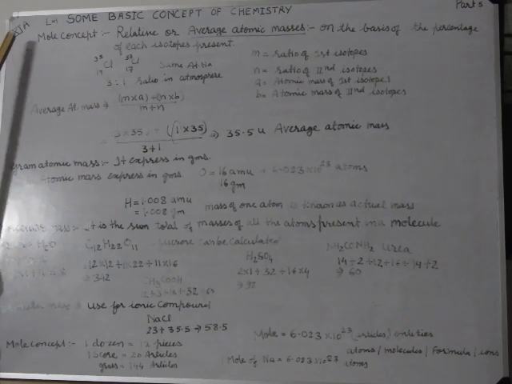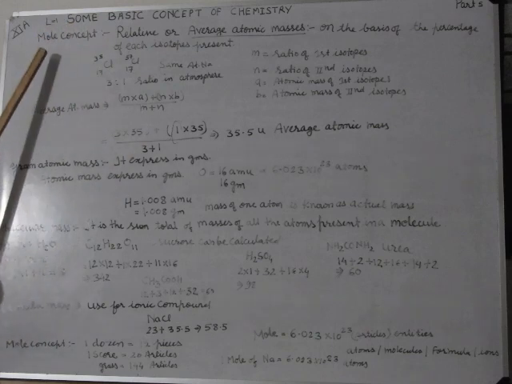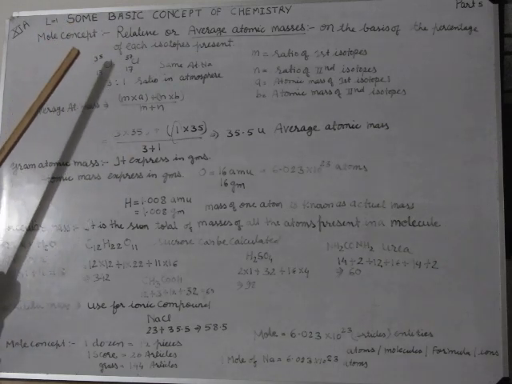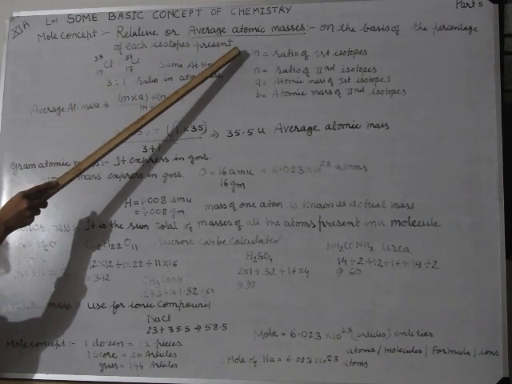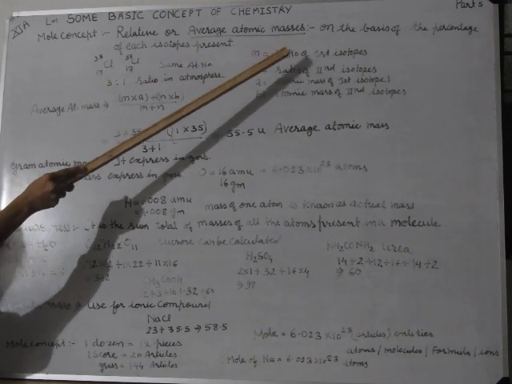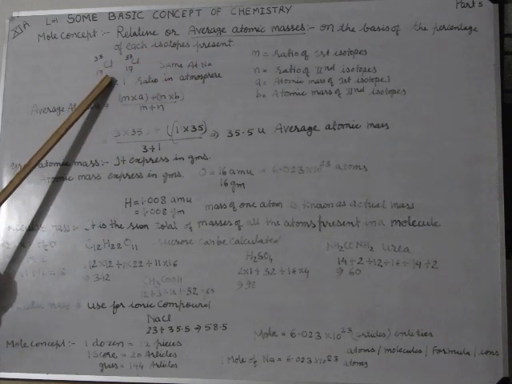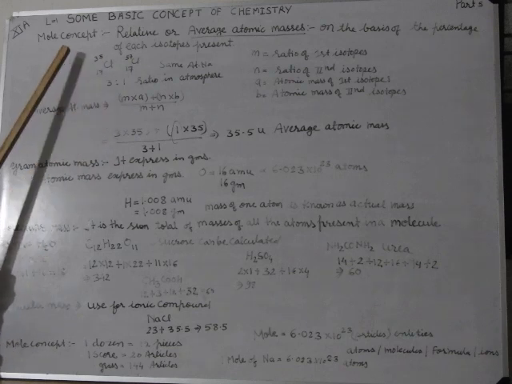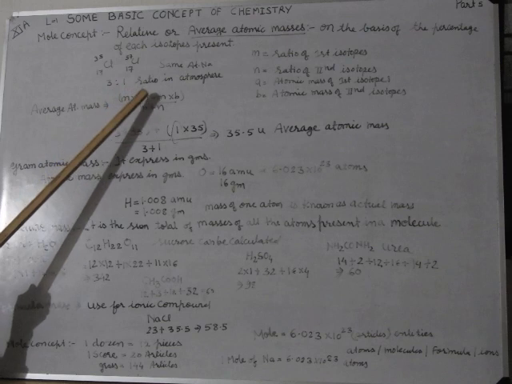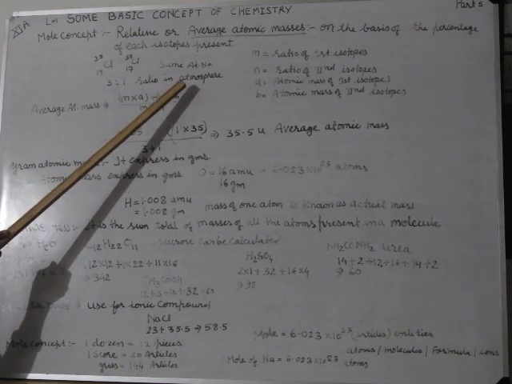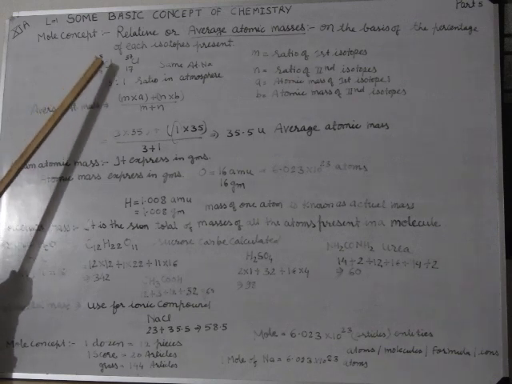Class 11th A, lesson for some basic concepts of chemistry, part 5, mole concept. Relative or average atomic mass on the basis of the percentage of each isotope present. Chlorine has the same atomic number but different atomic mass, in a 3 to 1 ratio in the atmosphere. So chlorine has two isotopes, chlorine 35 and chlorine 37.